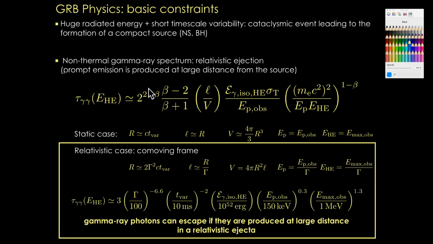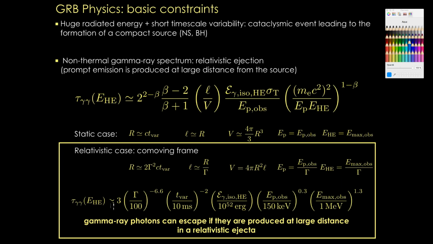Then I implement that in the same formula, and I get a final result which is very close to the previous one, except for a prefactor which depends on gamma. And if I take a typical value for the Lorentz factor, which is of the order of 100, then I get an optical depth which is much closer to unity. Meaning that if the Lorentz factor is of the order of 100 or more, then high energy photons have a real chance to escape the source. So this is the solution. I need an ultra-relativistic outflow.